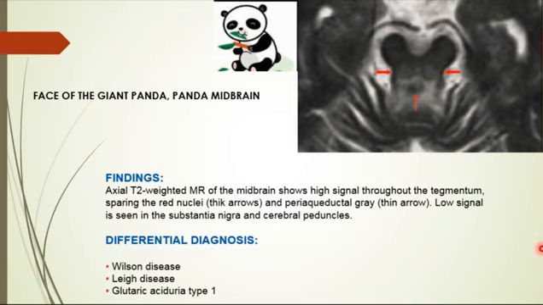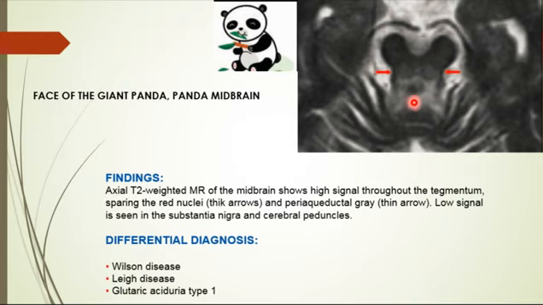Wilson disease, as all of you know, is an autosomal recessive disorder that interferes with normal copper metabolism, resulting in pathologic accumulation of copper and other heavy metals in the central nervous system, liver, kidney, and heart. On the T2-weighted MR, there is what's called the face of a giant panda, referring to abnormal high signal in the midbrain tegmentum.